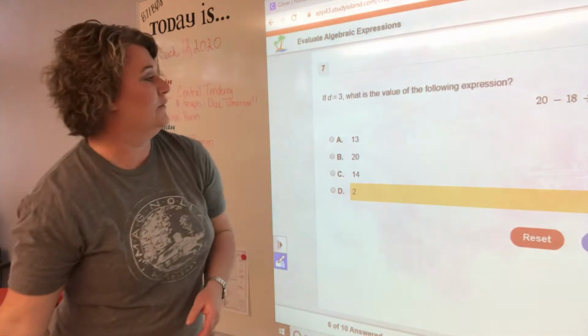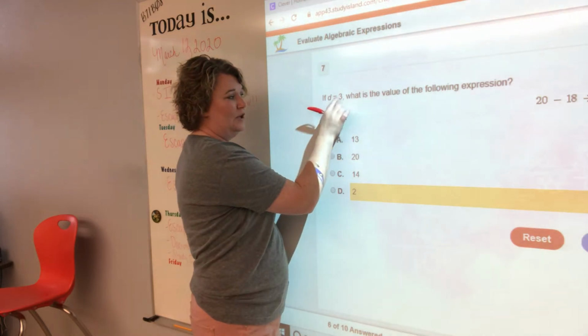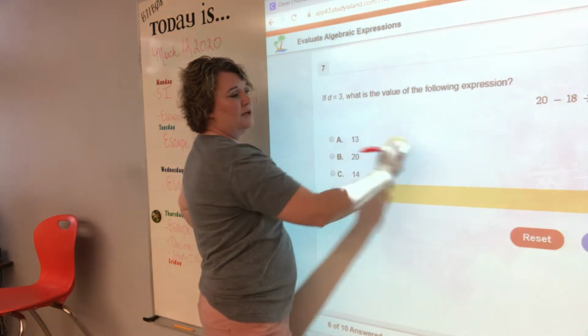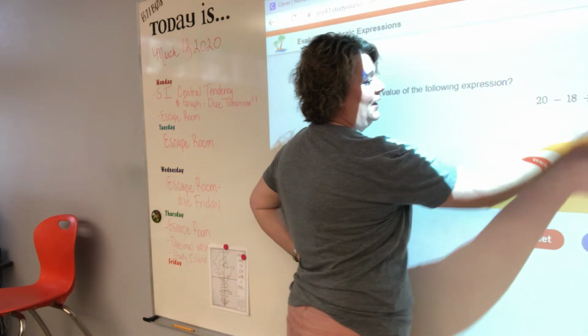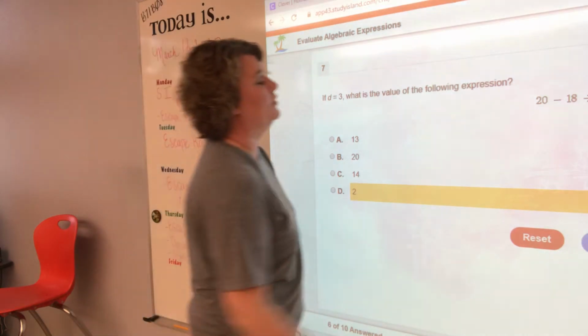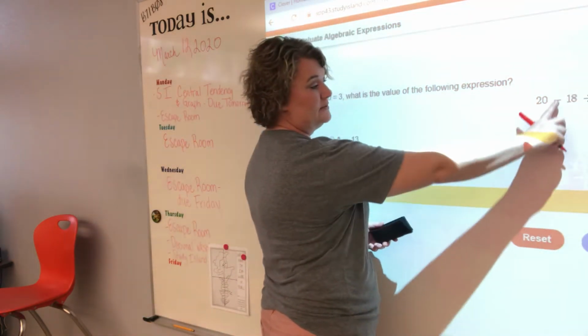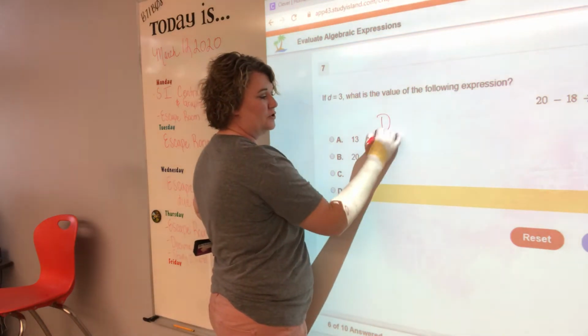What's the value of the following expression? Now we've got d. So everywhere you see d, you have to plug in 3. So here's my d, so I'm going to put a 3 right there in the place. Now don't forget there's a certain order that we have to follow. Remember, because look, I've got some subtraction and I've got some division. So remember, there's a certain order.